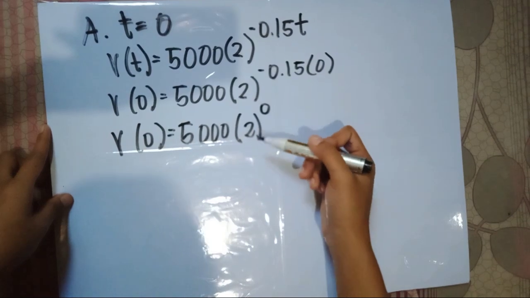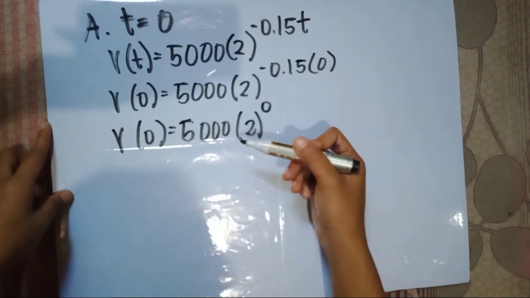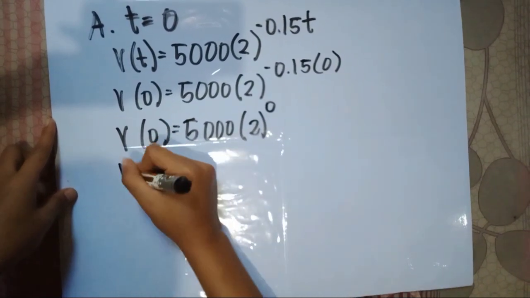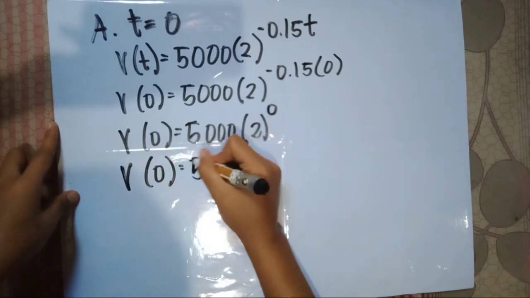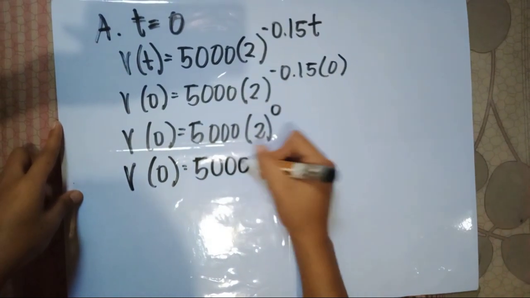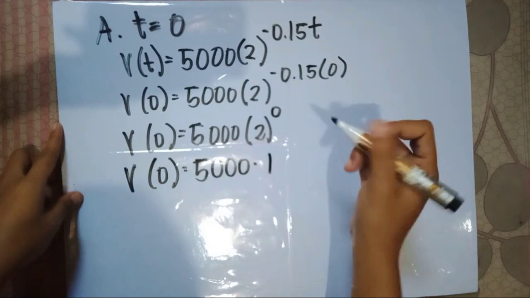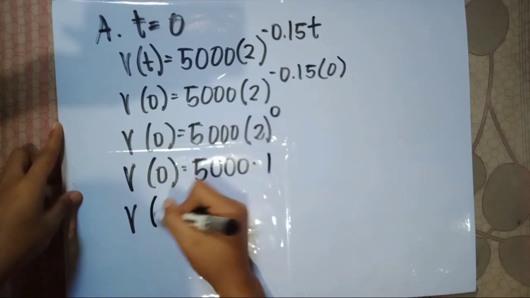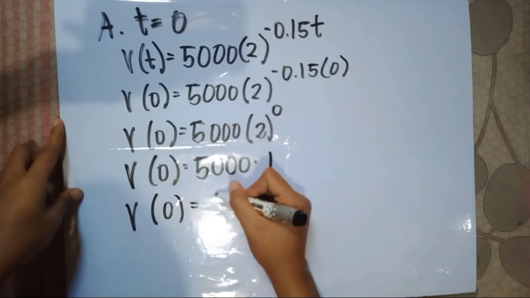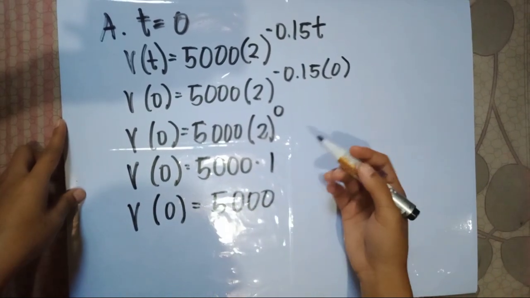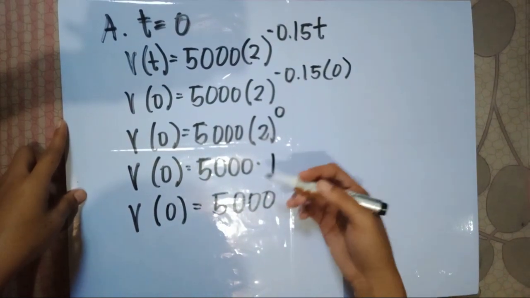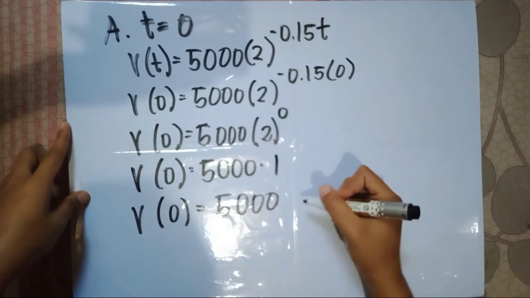Always remember that any number raised to the power of 0 is equals to 1. So v of 0 is equals to 5,000 times 1. So v of 0 is equals to 5,000. Therefore, the original value of the machine is $5,000.